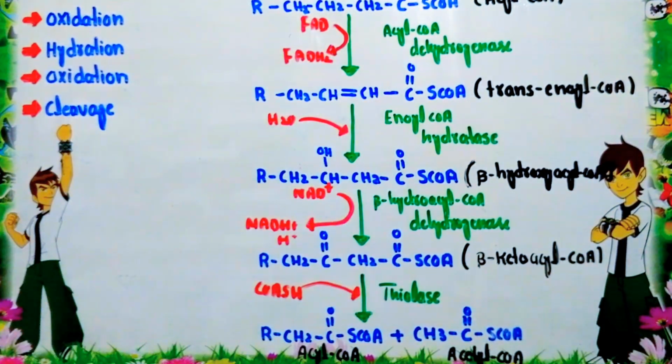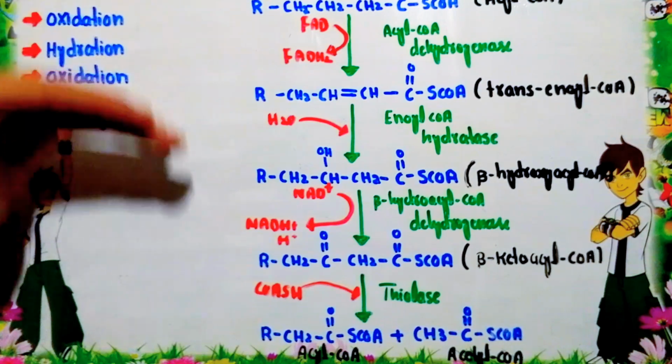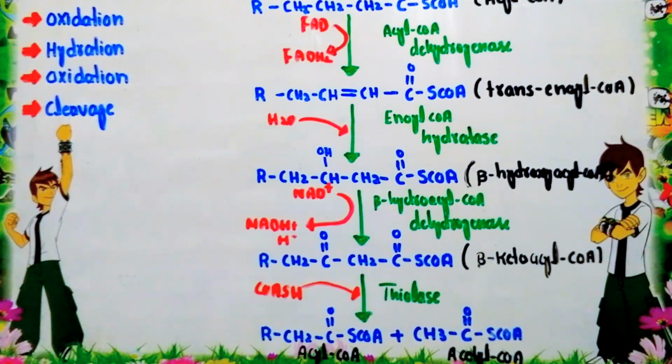So this is the overall process of how beta oxidation occurs. Mainly three steps are involved in the beta oxidation of fatty acid. The first is activation of fatty acid. The second is transport of acyl coenzyme A into the mitochondria, while the third is the beta oxidation process. So this is the overall process of how beta oxidation occurs.